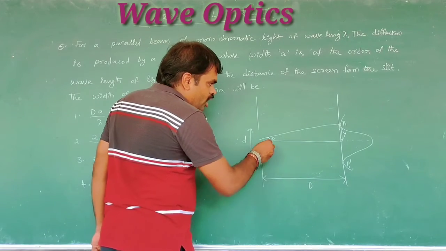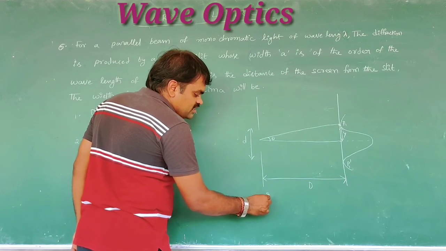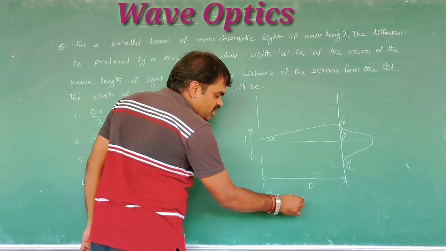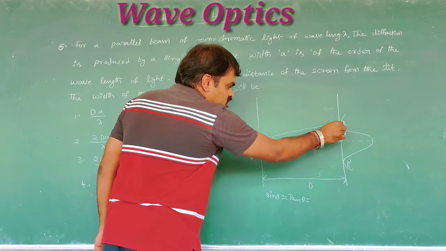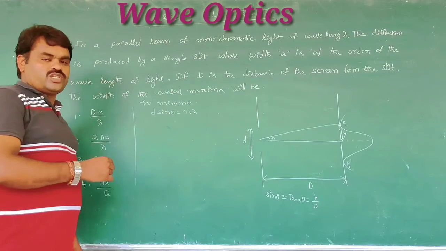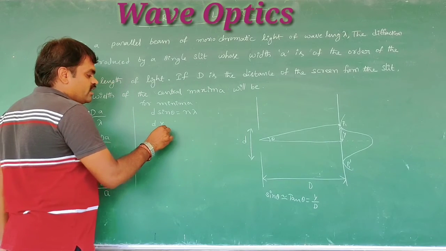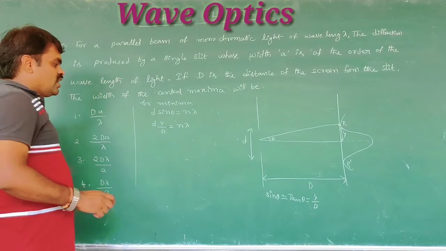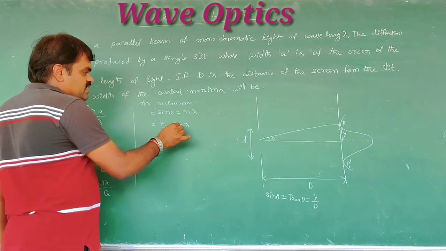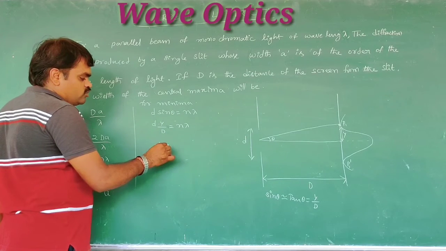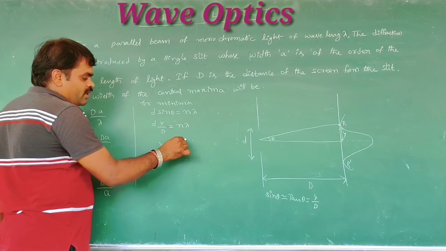Here theta is very small, so sin theta is approximately equal to tan theta, which is opposite side by adjacent side, y by d. Then we substitute: d y by d is equal to n lambda. For the first minima, y is equal to n lambda d by d.